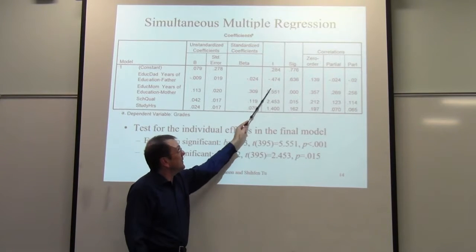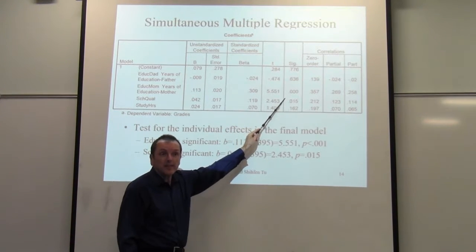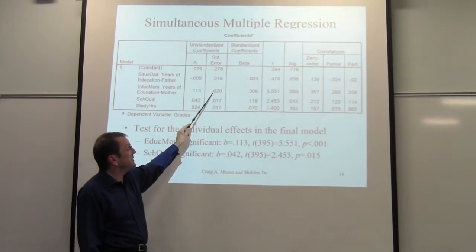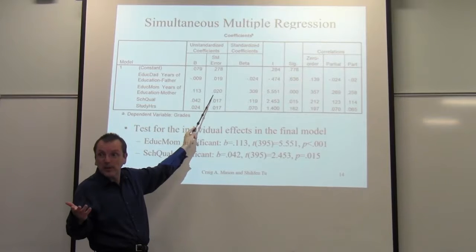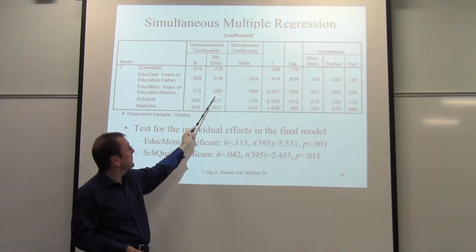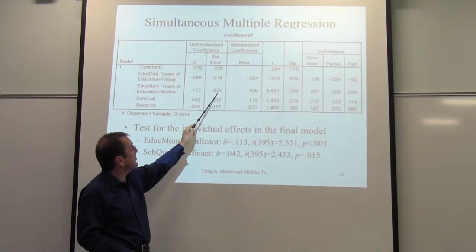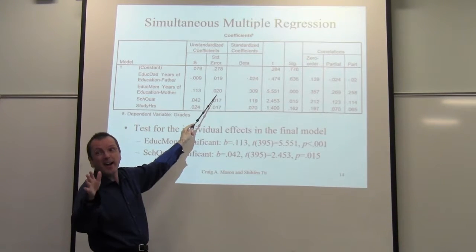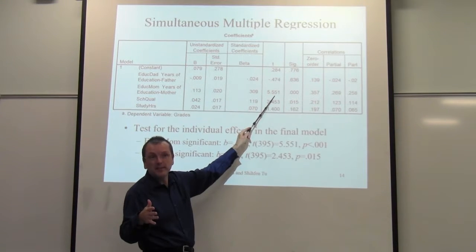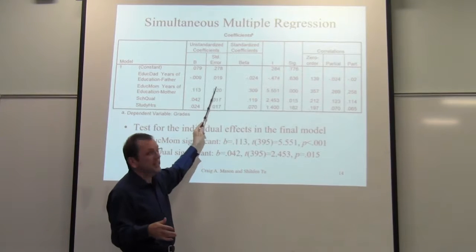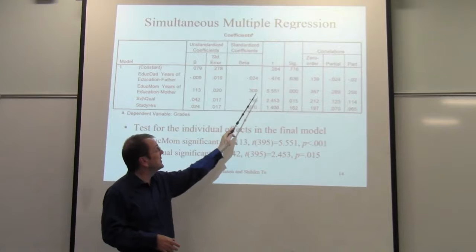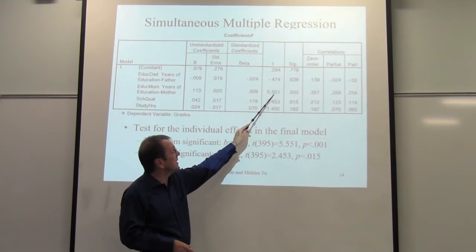Remember the t, how do we calculate the t? It's the unstandardized coefficient divided by the standard error. That was how we calculated t, I think, the second week of class. So 0.113 divided by 0.02, if you do the math, it's not going to come out exactly 5.551, but that's just because we need a few more decimal places to make it work. But it does. This divided by this gives you the t.